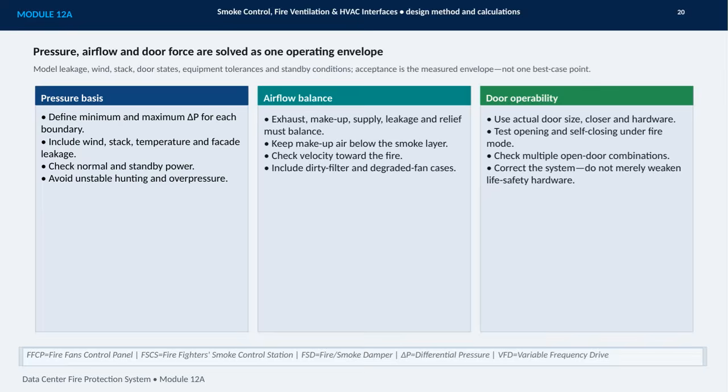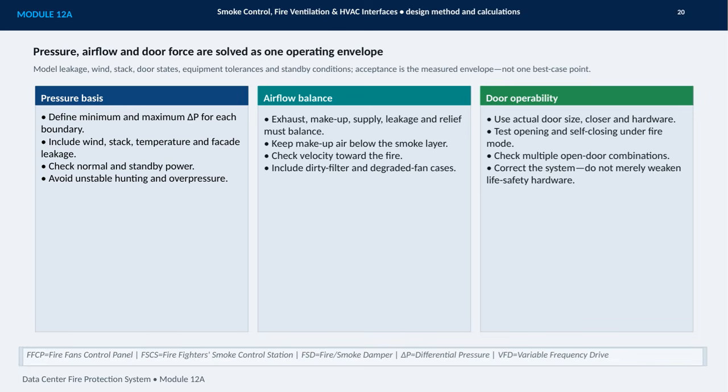This module presents a practical design method for smoke control, fire ventilation, and HVAC interfaces. The central idea is that pressure, airflow, and door force must be solved together as one operating envelope, rather than as separate best-case calculations. For the pressure basis, define both minimum and maximum differential pressure at every relevant boundary. Account for wind, stack effect, temperature, facade leakage, and both normal and standby power. The system also needs to avoid unstable hunting or excessive overpressure.